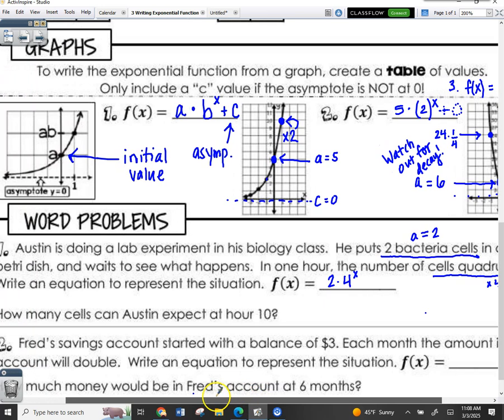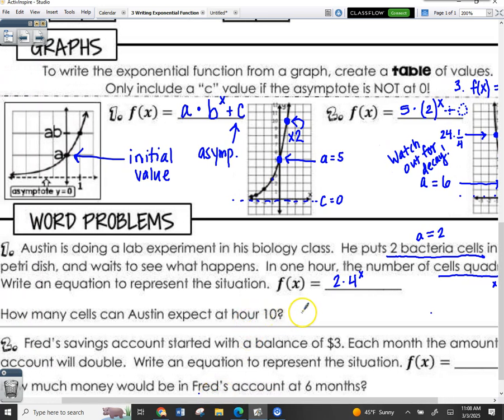says how many cells can he expect at hour 10? How would I get this? What do you think x represents? Hours. X represents hours. So if it says how many would he get in 10 hours, what would I do to find it? Plug 10 in. So 2 times 4 to the 10th power, and you just type it in the calculator because this is going to be massive. 4 to the 10th power.